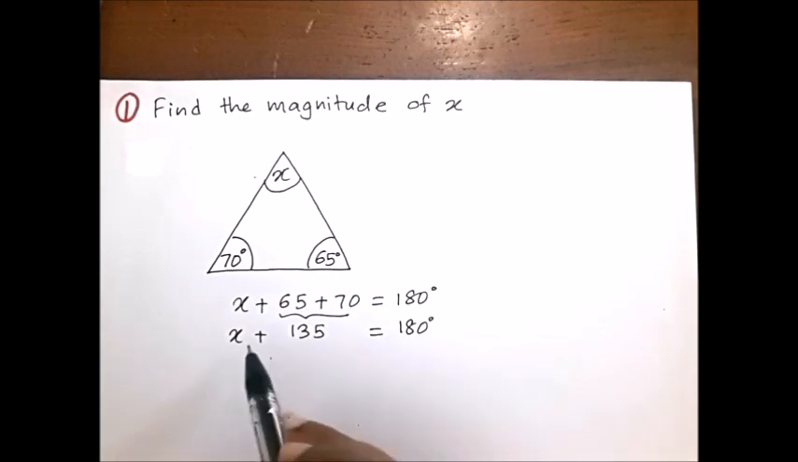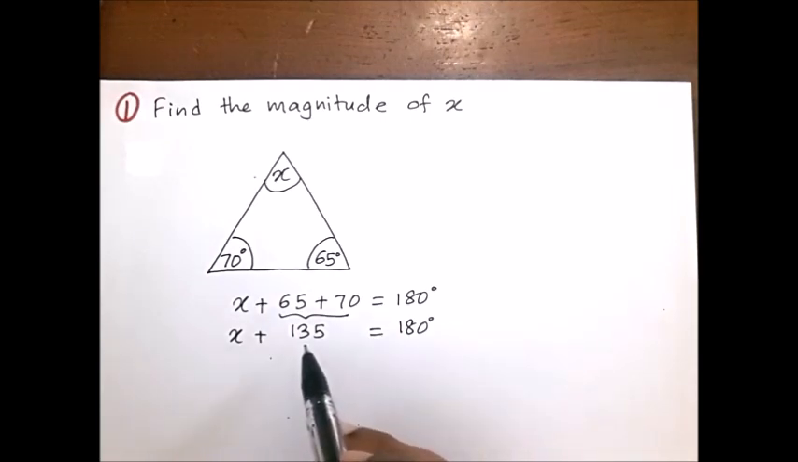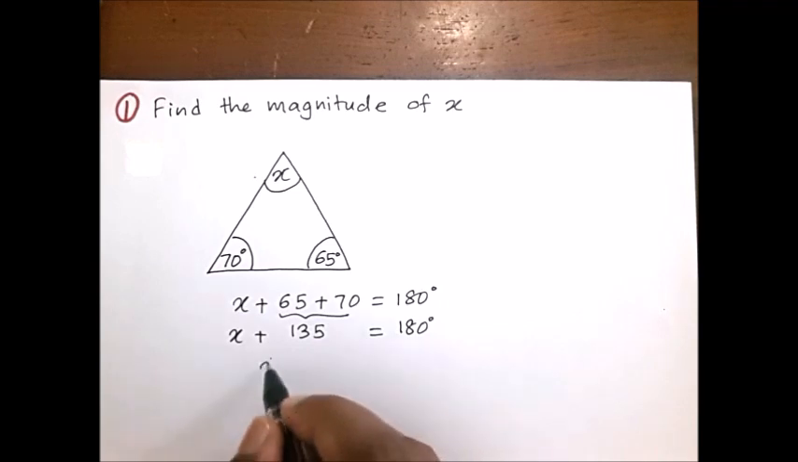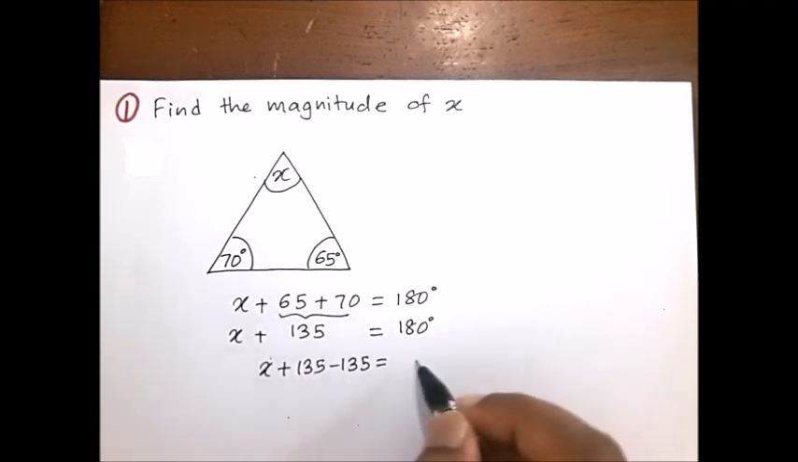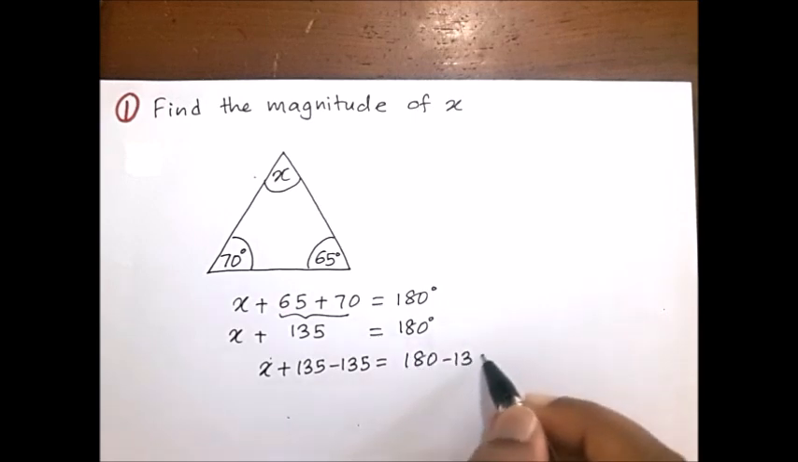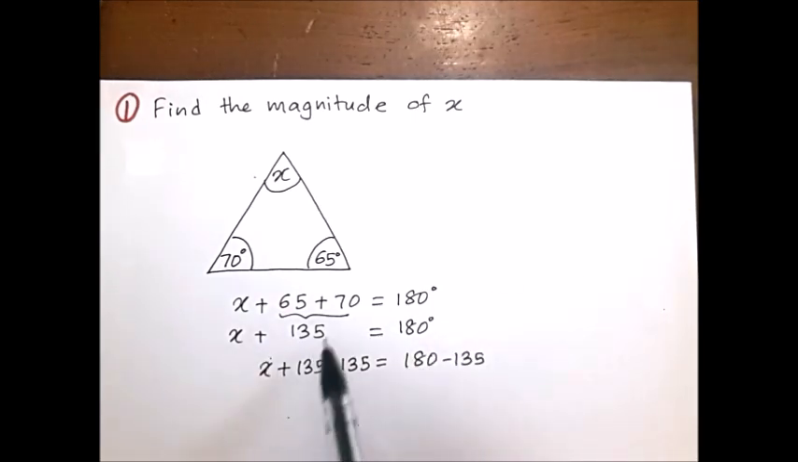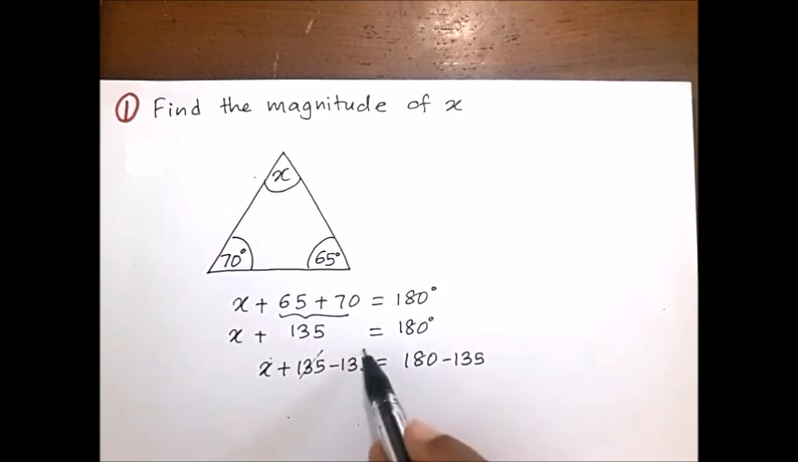To find the value of x, you have to subtract 135 from both sides. x plus 135 minus 135. To find x, you have to remove 135. So subtract 135 from both sides. You can cancel plus 135 and minus 135. On the left side x remains. The answer is 45. x equals 45 degrees.